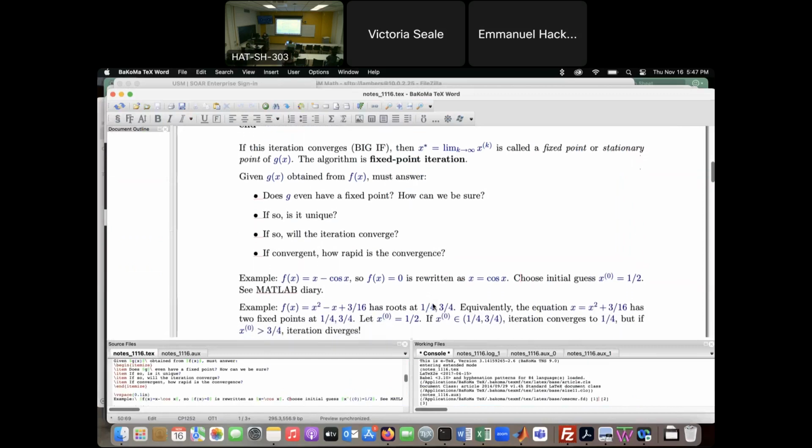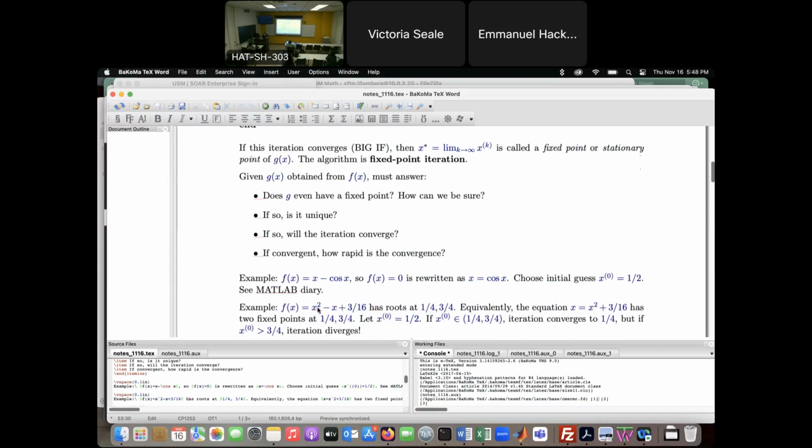Now let's look at another example. So here's a function f of x. So we're going to find roots of x squared minus 3x plus 3/16. Now, this function is quadratic and has two roots, so the roots have to be at 1/4 and 3/4.